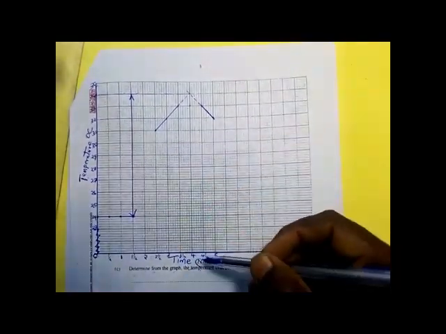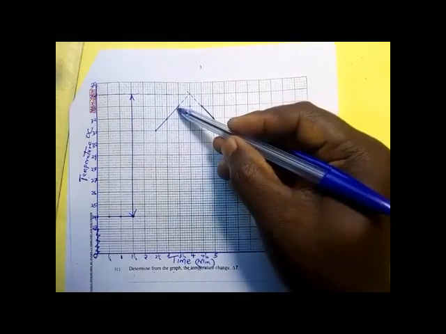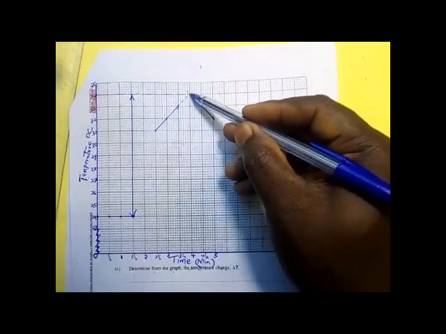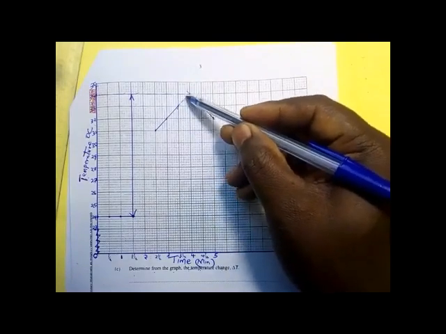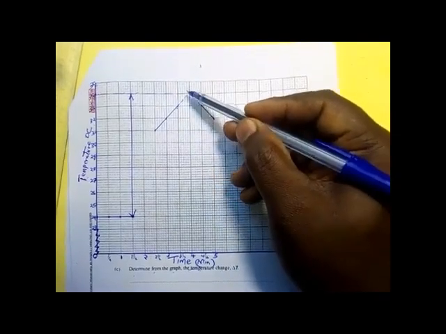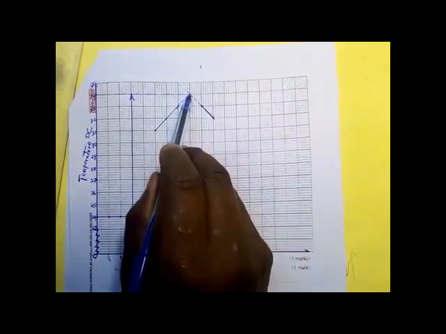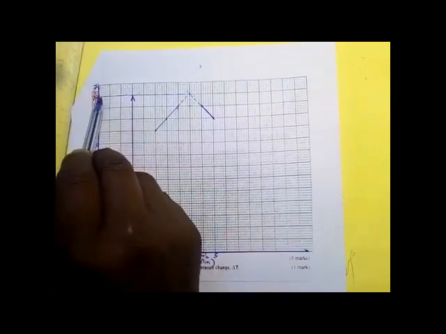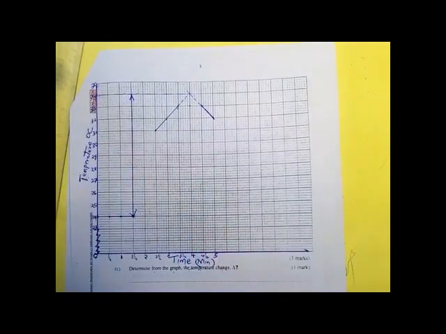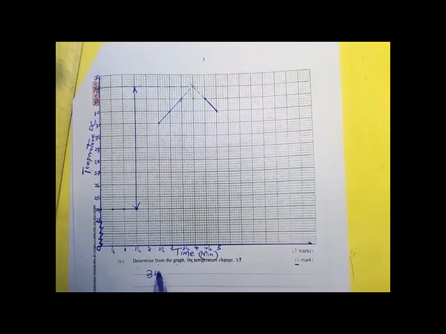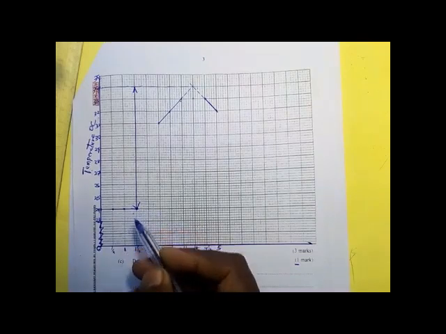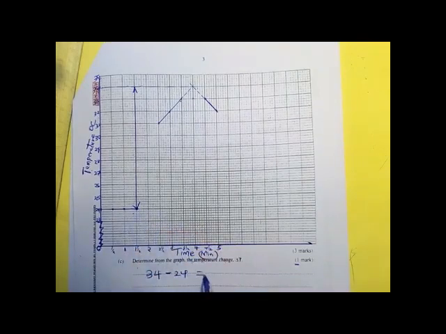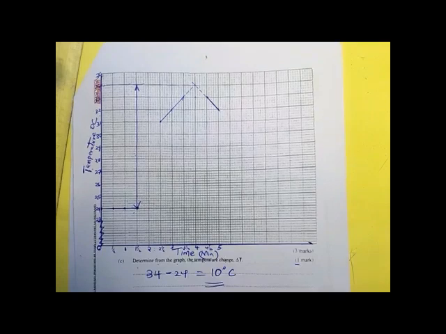So how will you show that you have used the graph? You must extend this line, and then from this, where the 2 lines meet, you go across like this with the dotted line. That will show that you used your graph. That's how you will get this 1 mark. So ours is 34 minus our initial, which was 24, and that one will give us 10 degrees Celsius, and that is the temperature change.